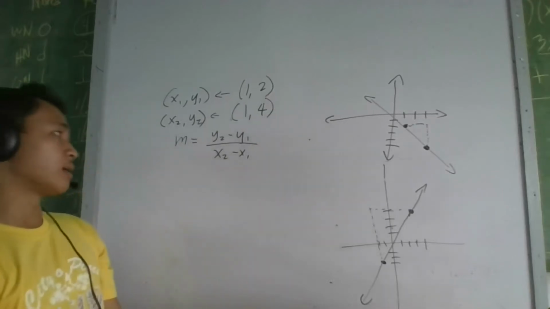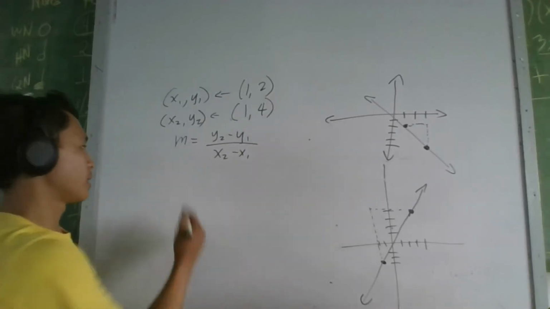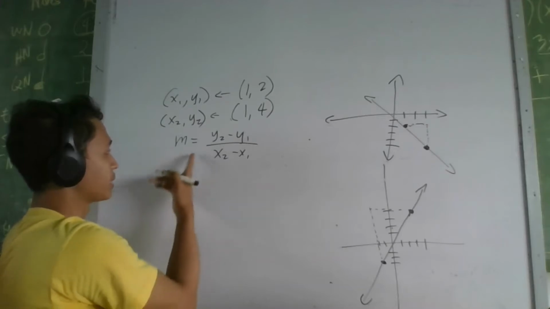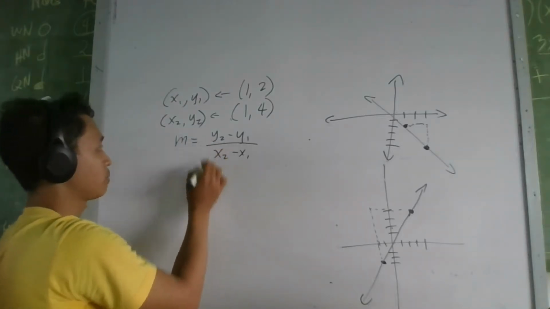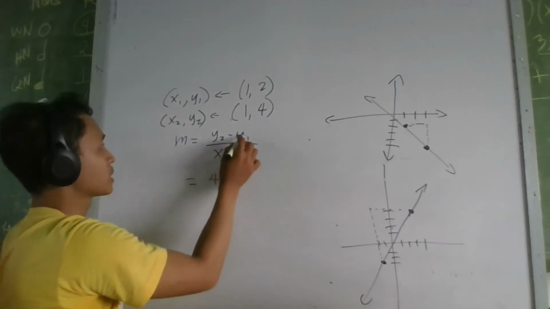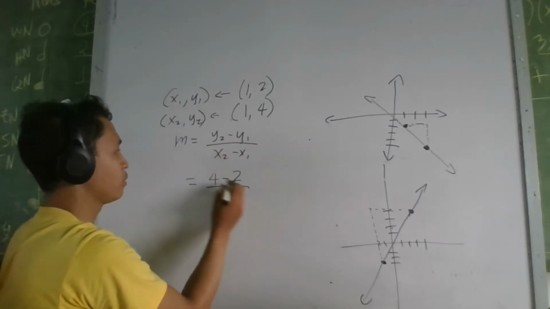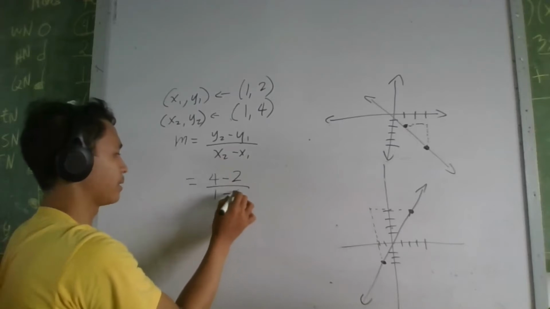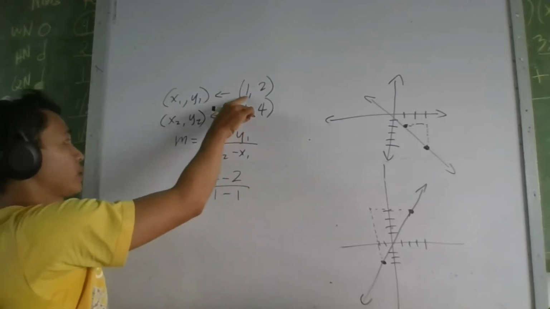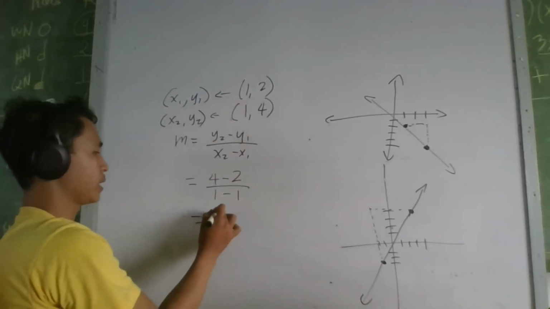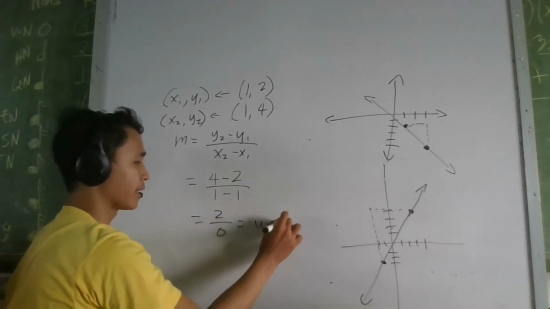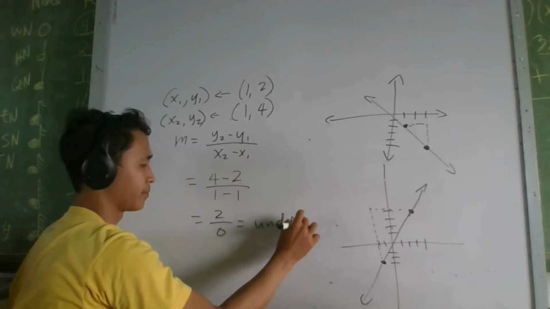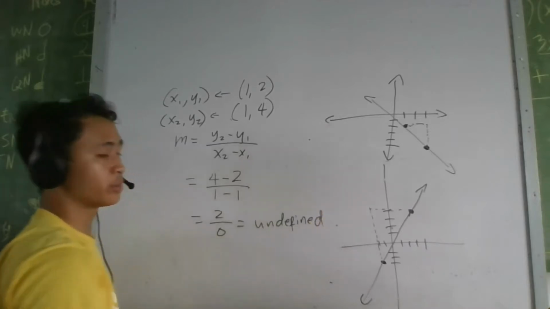Okay? Now, in this case, yung slope natin is m. So again, substitute lang to the formula. That would be equal to y sub 2 na 4 minus y sub 1 na 2. That is all over x sub 2 na 1 minus 1. Kasi yung x sub 1 is 1 din. Right? So that would be 2 over 0. And this is undefined. Okay? This is undefined. Hindi natin masosolve yung slope natin.